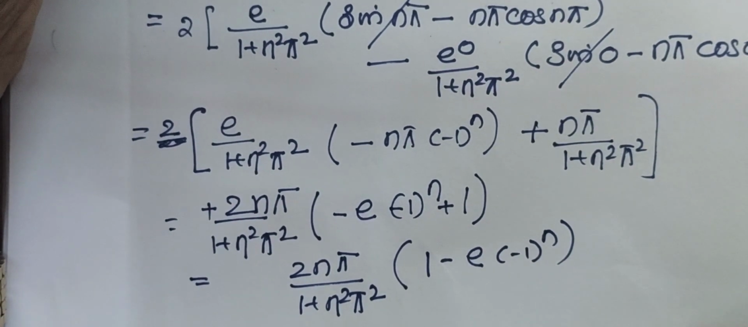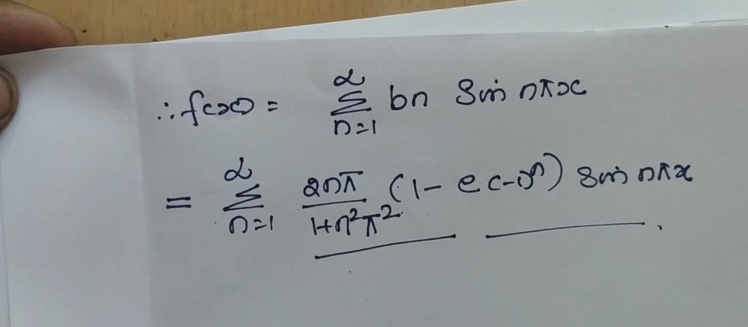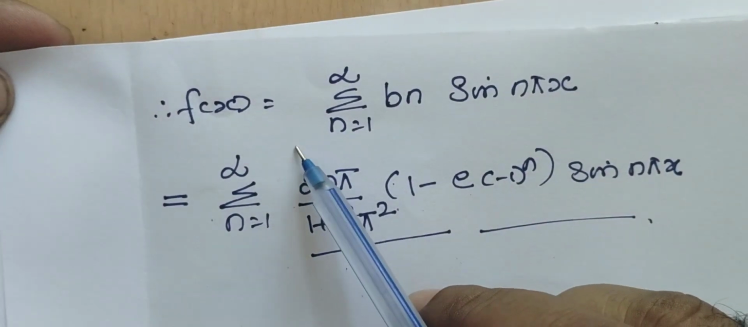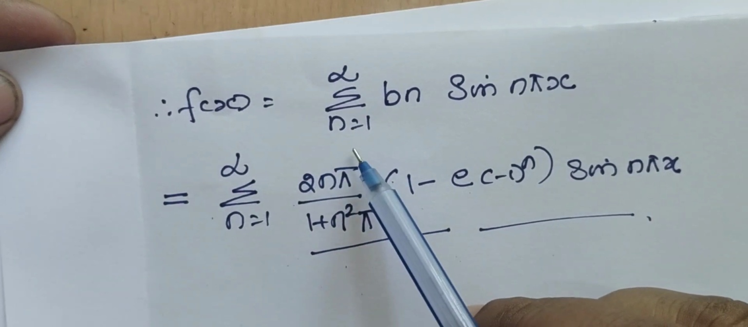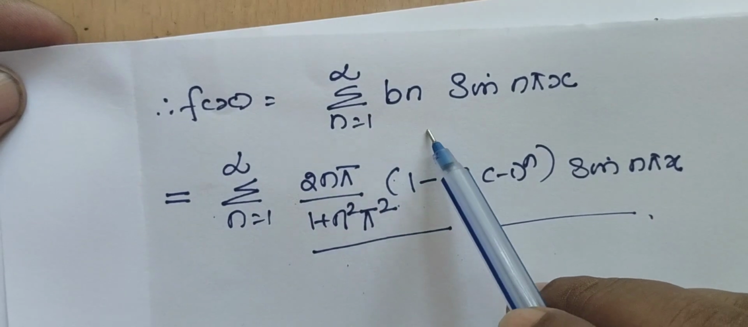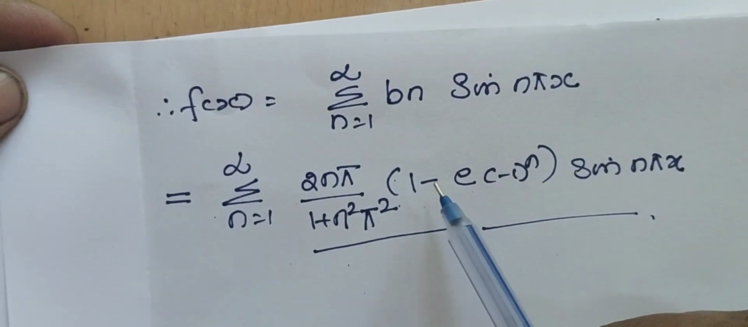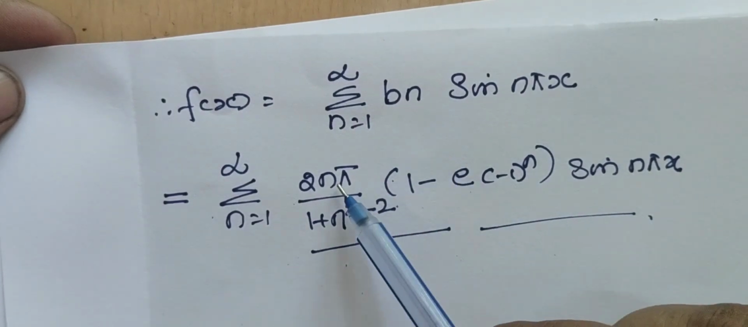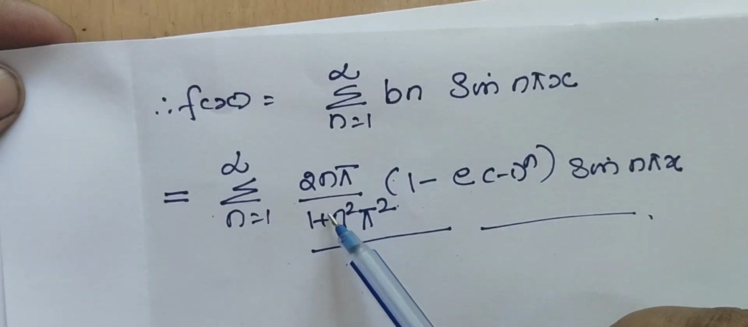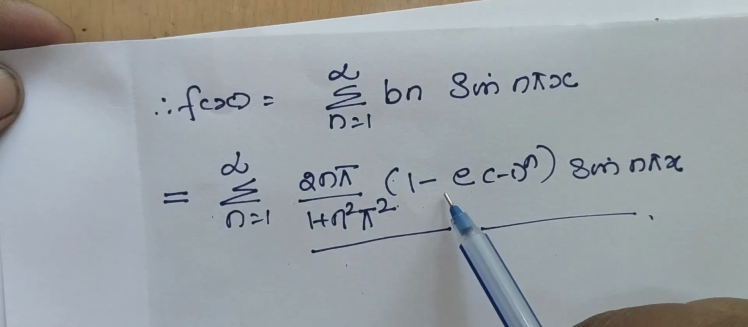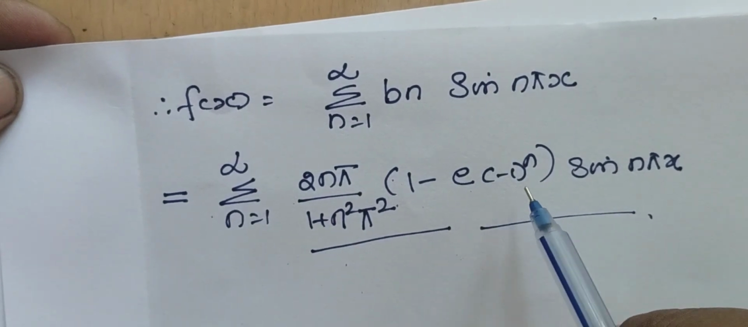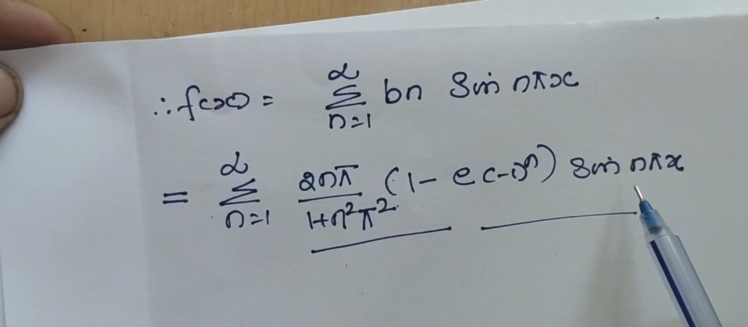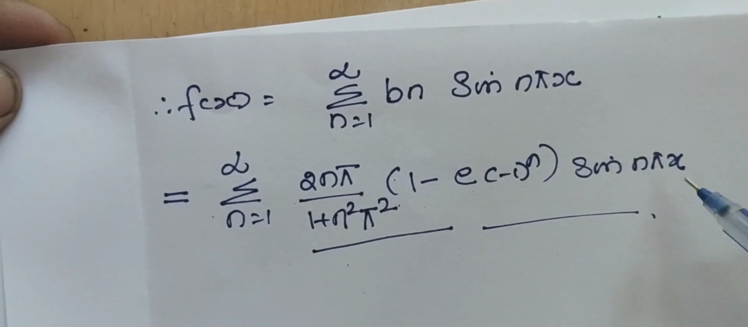Now we can substitute these values in f of x. Therefore f of x is equal to summation n is equal to 1 to infinity bn sin n pi x, and in the place of bn we can substitute the value, that is 2n pi by 1 plus n square pi square into 1 minus e into minus 1 raised to n, sin n pi x. So this is the required answer.